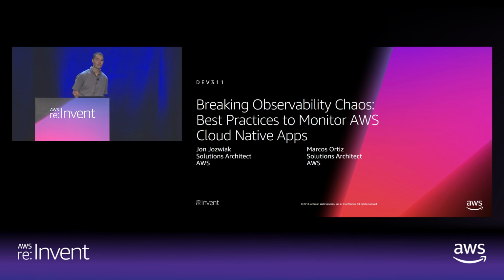I'm John Joswiak, a solutions architect here at AWS. I work out of our Austin, Texas office. Been with AWS for just over a year, working in the cloud space for about 5 years, and overall about 20 years of IT experience.